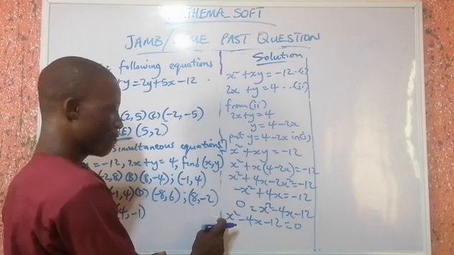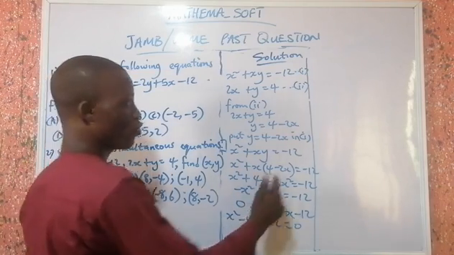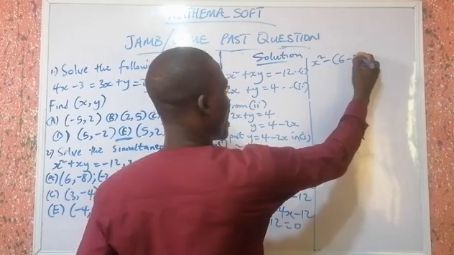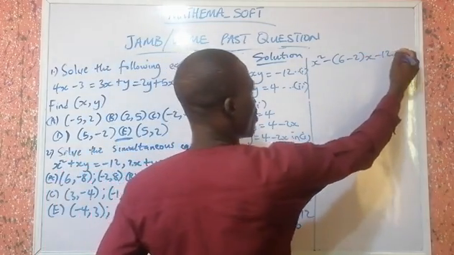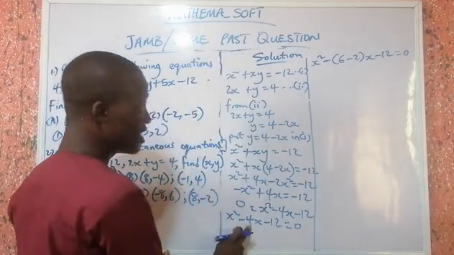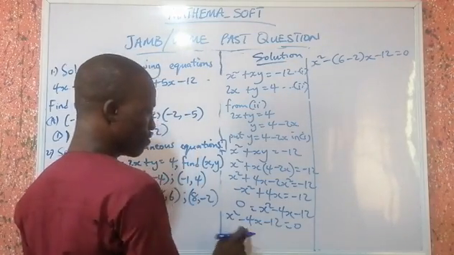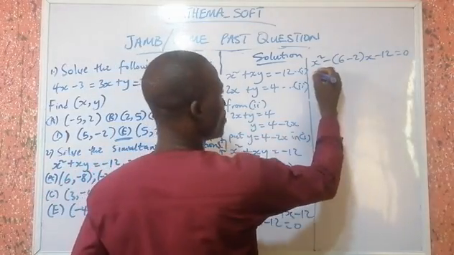We have 12. 6 times 2 will give us 12. 6 minus 2 will give us 4. So we can use that to replace 4. X squared minus, instead of 4, I have 6 minus 2x minus 12 equals 0. The only thing that I change here is 6 minus 2, because it's 6 times 2 that will give me 12, and 6 minus 2 will give me this 4. And then you open the bracket.